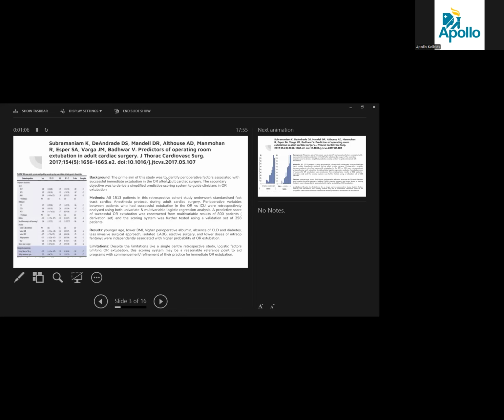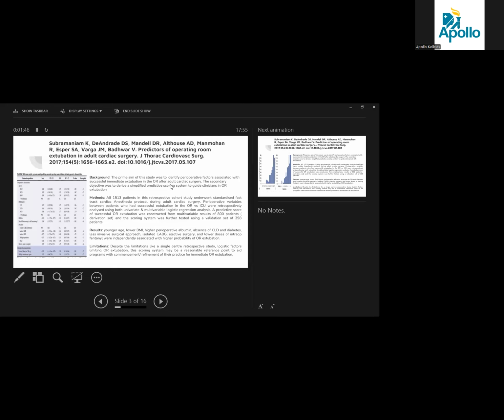Subramaniam and co-workers conducted a study on predictors of operating room extubation in adult cardiac surgery. The primary aim of their study was to identify if perioperative factors are associated with successful immediate extubation in the OR. Their secondary objective was to derive a simplified predictive scoring system to guide clinicians in OR extubation. It was a retrospective cohort study based on the STS database of cardiac surgery, conducted in a single hospital setting, and they used multivariable logistic regression.